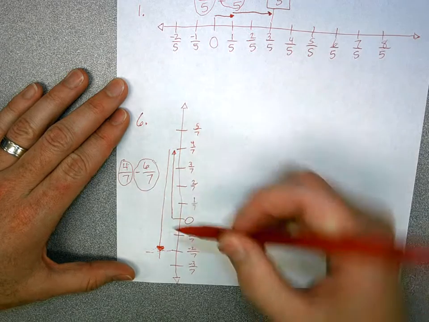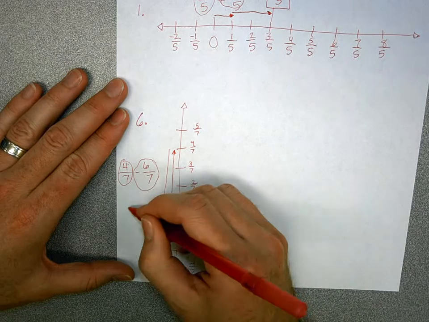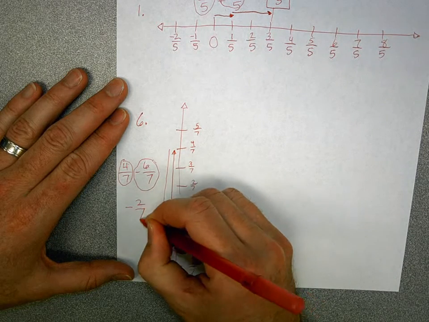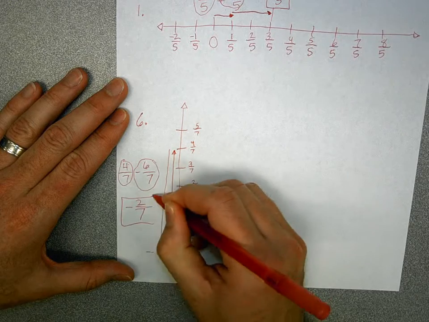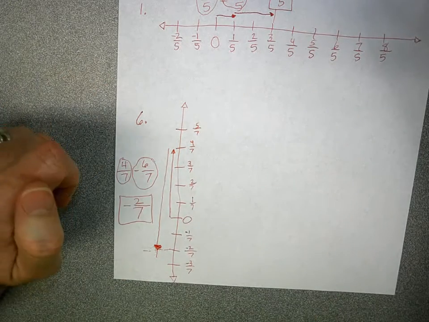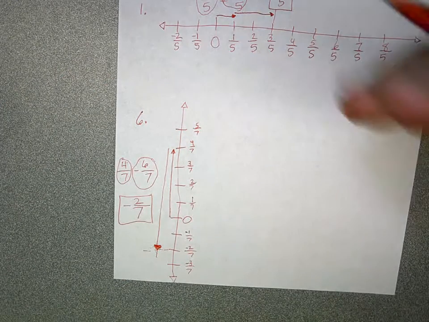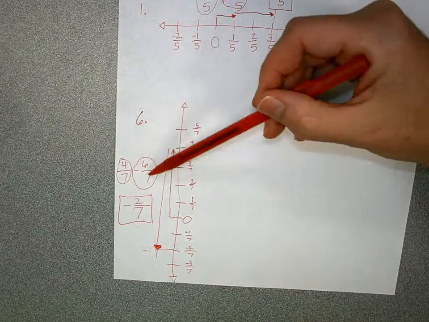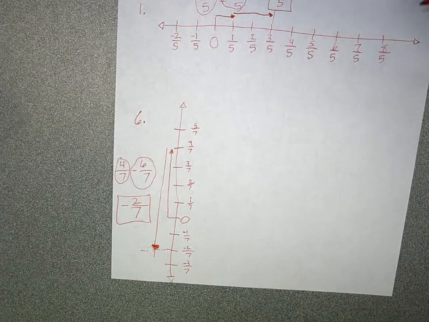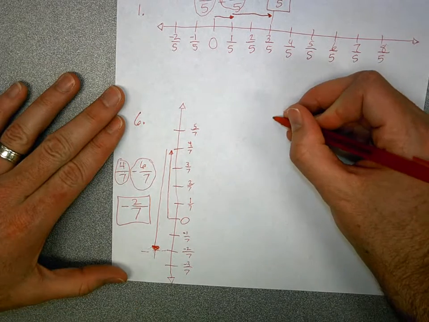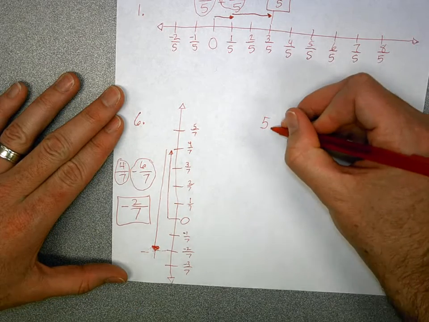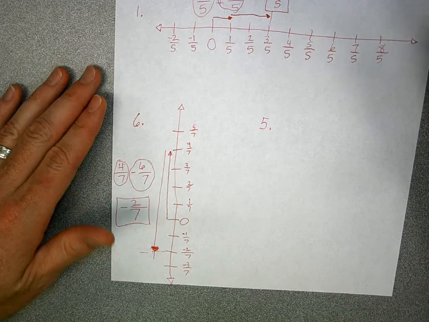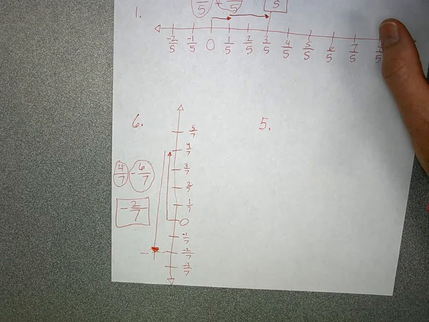All right, so here we go. We have the answer of -2/7. And that is pretty much exactly like we've done in the past, with just a little extra twist with the vertical number line. Okay, I want you guys to try one, and that is problem number 5. Go ahead and try problem 5. I'll give you about a minute or so to do that. Go.